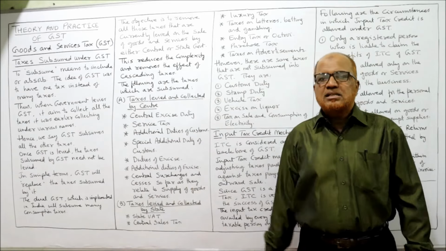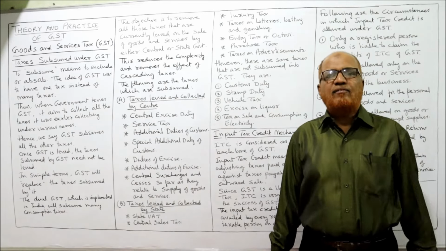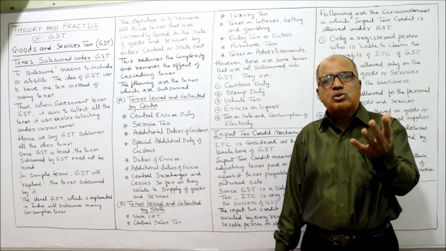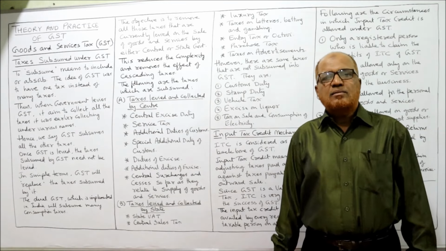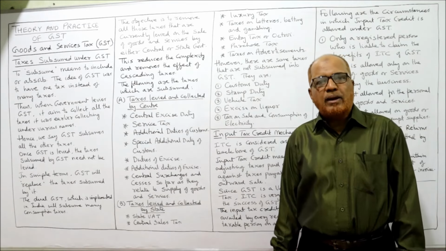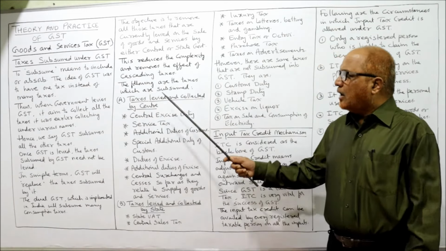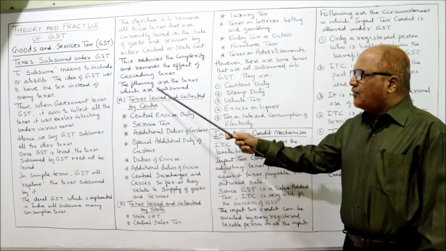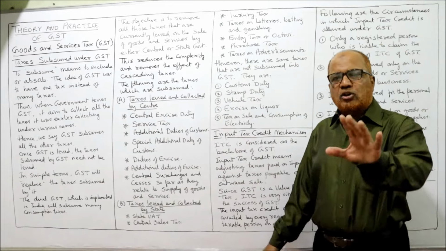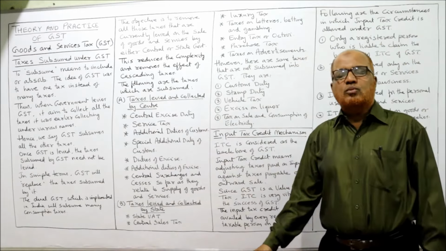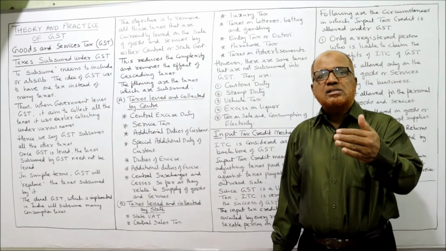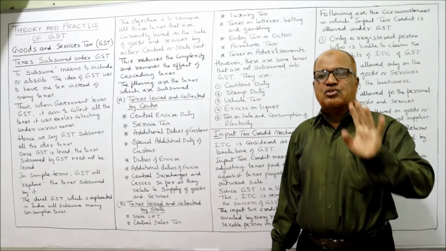So by applying this GST, the cascading effect will be removed, and also the tax system will become more and more simple, clearly understandable to the people. Now, taxes levied. Now the following are the taxes which are subsumed. Our topic is taxes subsumed. So what are the taxes which are subsumed in GST?